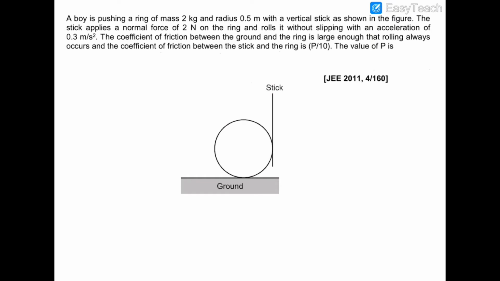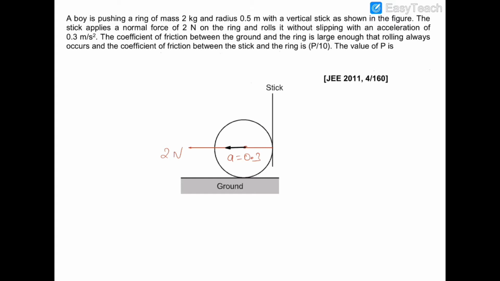In this question, there is a boy who is holding a stick and he is pushing this ring with the help of this stick. The mass of the ring is 2 kg and its radius is 0.5 meters, and this stick is in vertical position, and this stick applies a force of 2 Newton on this ring in this direction. So this is 2 Newton, and due to this force, this ring starts to accelerate in the direction of the force like that, and its acceleration A is equal to 0.3 meters per second square.